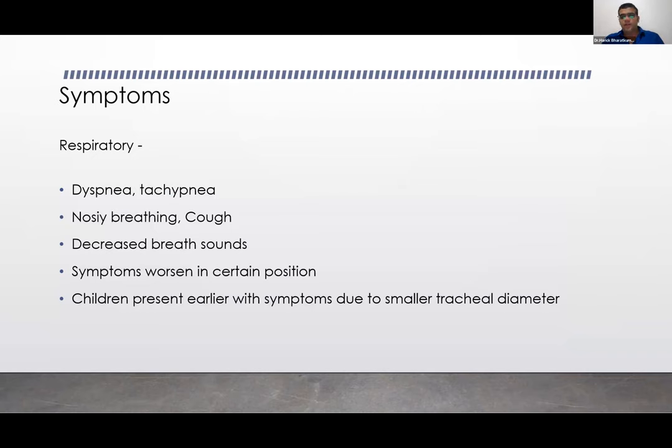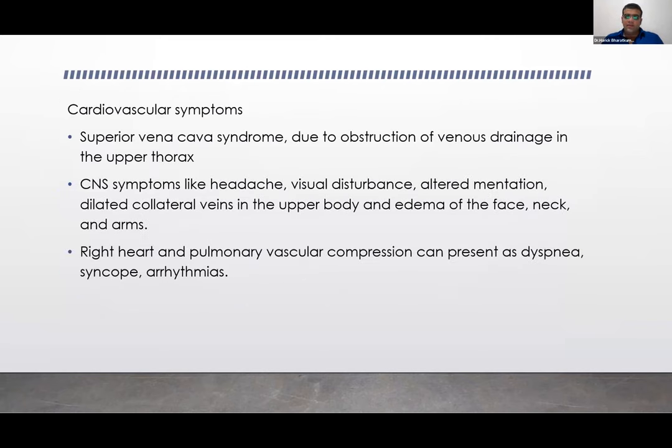Kids may not be able to lie down, or preferably would be lying down in one position, on each lateral side. And children usually present earlier because they have a smaller tracheal diameter. And as we know, if the diameter is smaller, the chances of obstruction are higher. Then coming to the cardiovascular system, we look for SVC syndrome due to obstruction of venous drainage in the upper thorax.